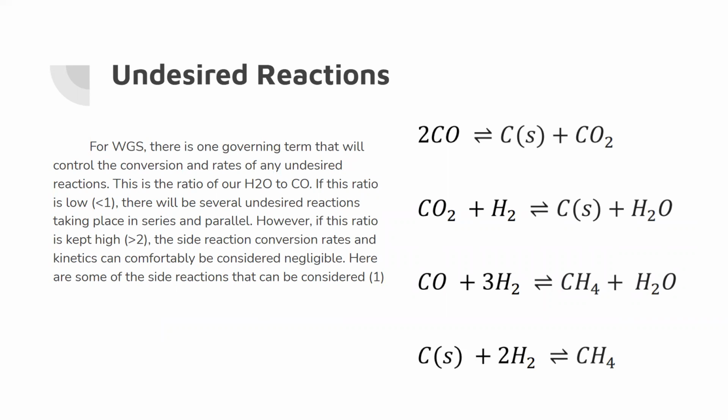For undesired reactions in our water gas shift, there's one governing term that'll control the conversion and rates of any undesired reactions. This is the ratio of our H2O to CO. If this ratio is low, so there's less than 1 mole of H2O per mole CO, there will be several undesired reactions taking place in series and parallel. However, if this ratio is kept high, the side reaction conversion rates and kinetics can comfortably be considered negligible. Here are some of the side reactions that can be considered, in which the very first one you see is 2CO goes to solid carbon plus CO2.